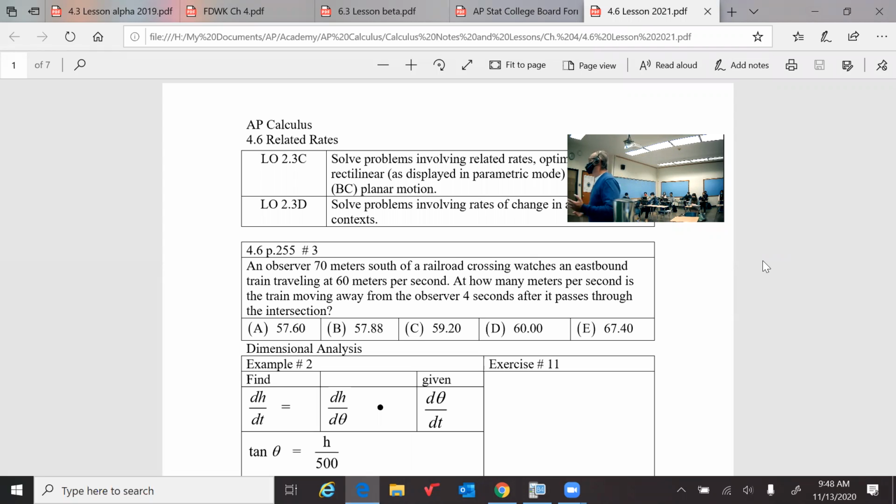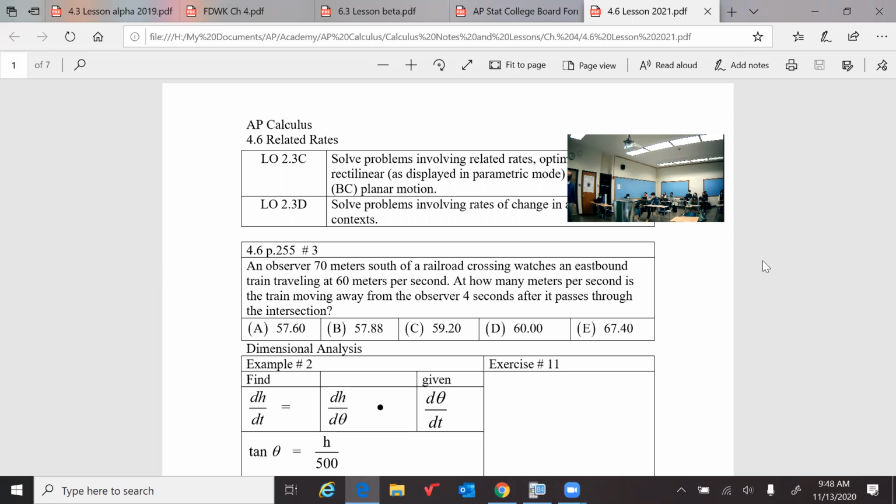So it says, an observer is 70 meters south of a railroad crossing. All right, here's the observer. That's 70 meters. It's not to scale. Then the railroad crossing is here. Okay?